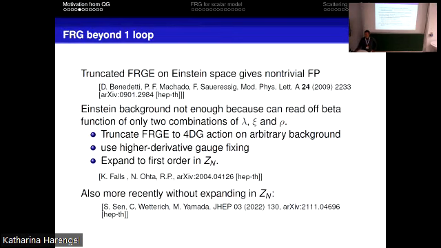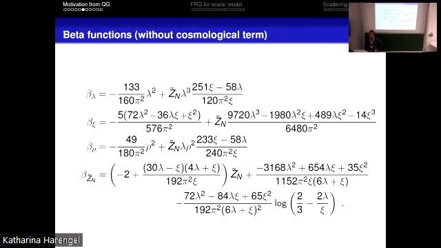And if you go beyond the one-loop approximation, you get extra terms that have been calculated, for example, in an expansion in the inverse of the Newton coupling. So Z is the inverse of the Newton coupling. So you see here, in an expansion in Z, the beta function of lambda is the one-loop term plus a term which is linear in Z.